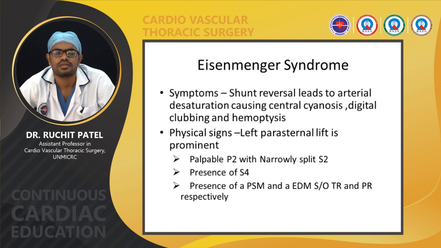On clinical signs, there may be a left parasternal lift that is more prominent, and there is a palpable P2 because of pulmonary hypertension, with a narrow split of the second heart sound. Presence of S4 is there because of increased right atrial pressure, and there is presence of a systolic murmur and an early diastolic murmur because of tricuspid or pulmonary regurgitation respectively.